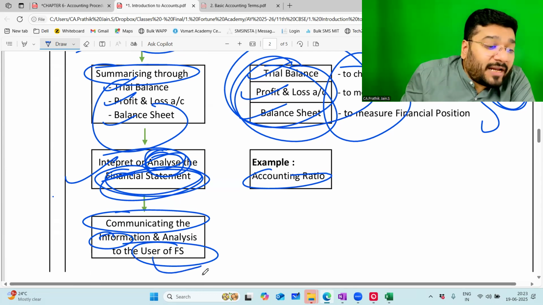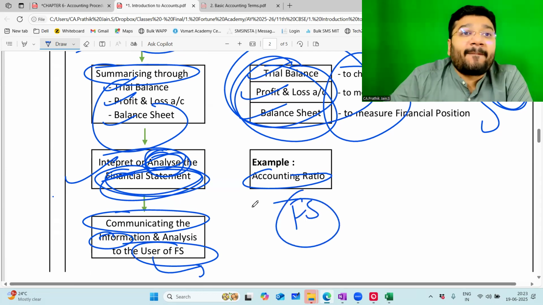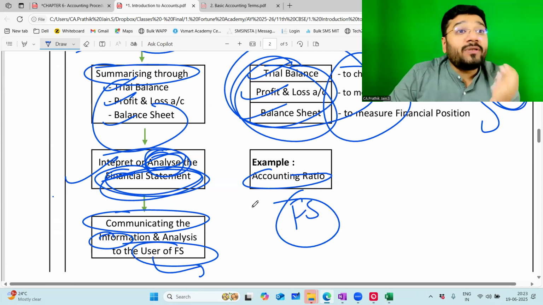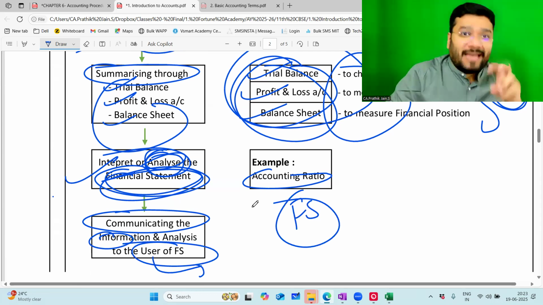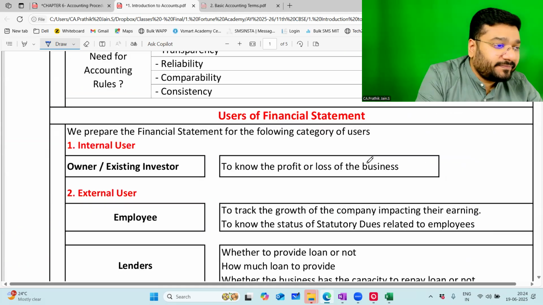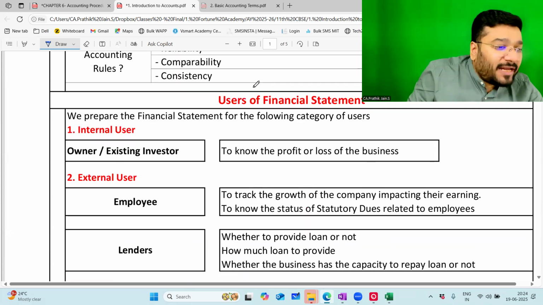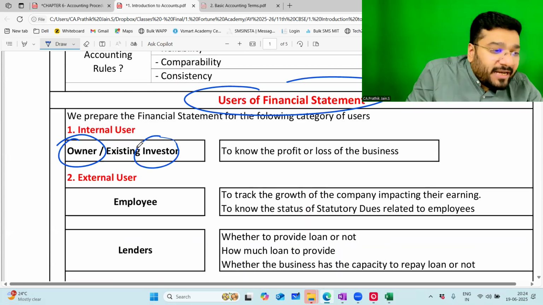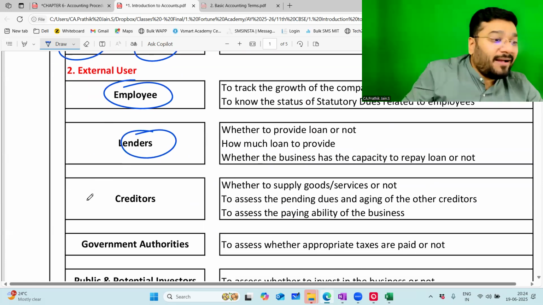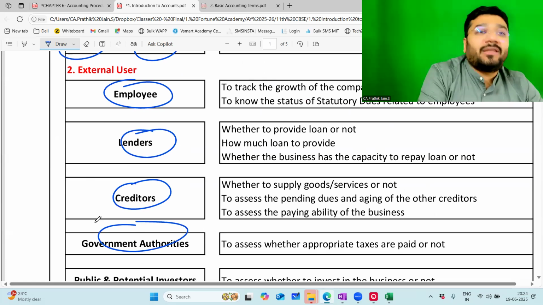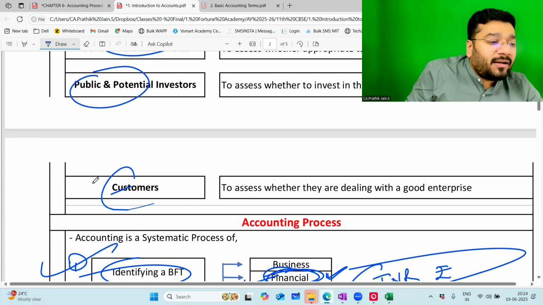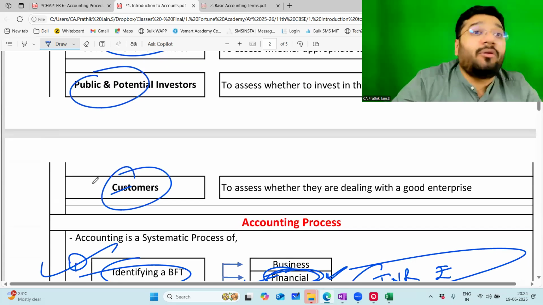Who are the users of financial statement? Financial statement is a document in which I have the data of the business. Who is interested? Whoever is connected to the business, directly or indirectly, they are interested. Users of financial statement: owner, investor, employee, lender, that is bank, banker, creditors, government authorities, public, customers. All these are directly or indirectly connected to your business.